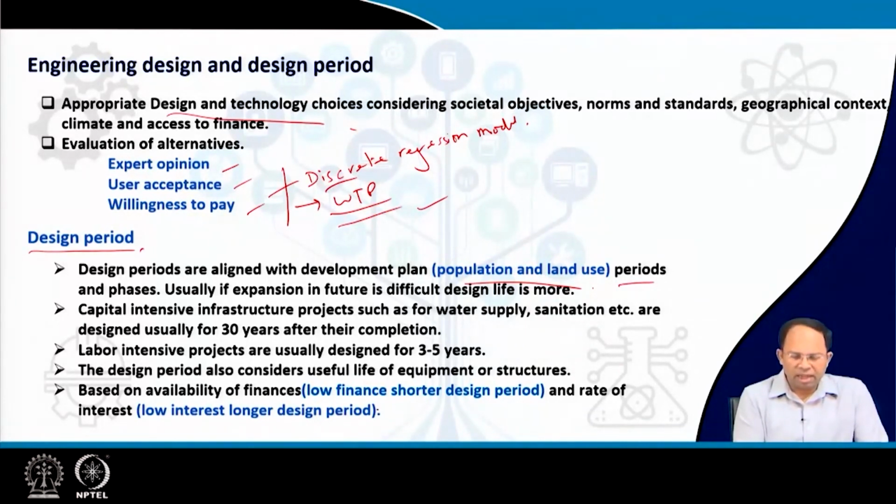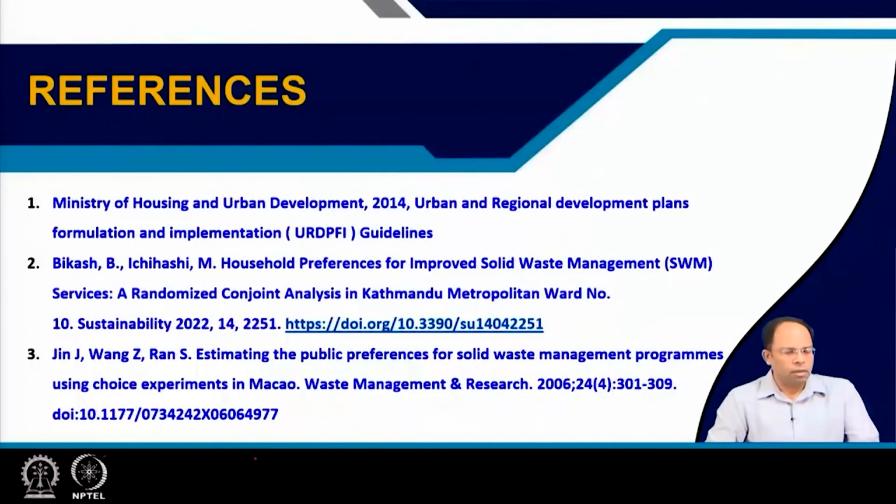Based on availability of finances and rate of interest, the design period is determined. For example, for low finance availability, the design period would be shorter. If the interest rate is lower, the design period would be longer. So these are the different things which determine the design period for the overall project. These are some of the references you can use.